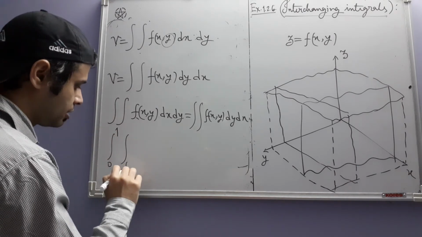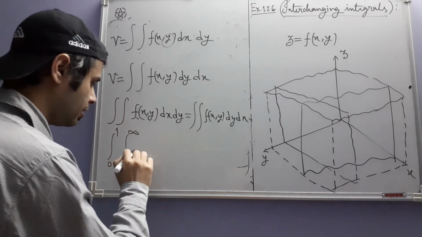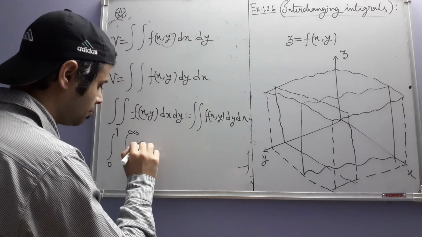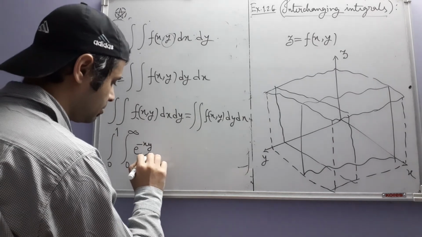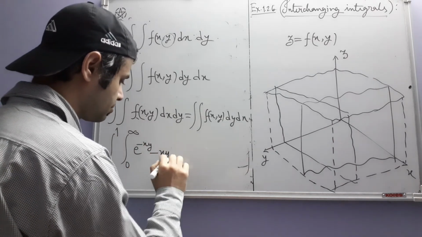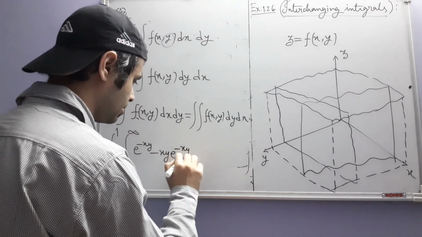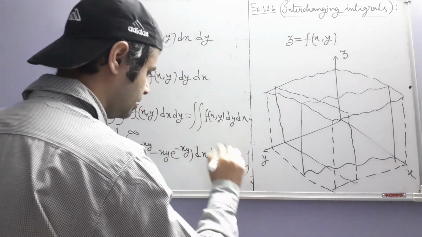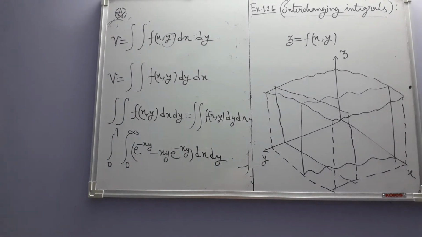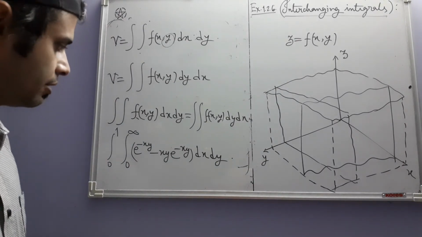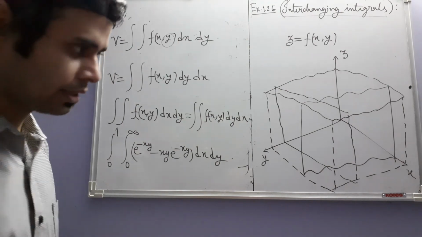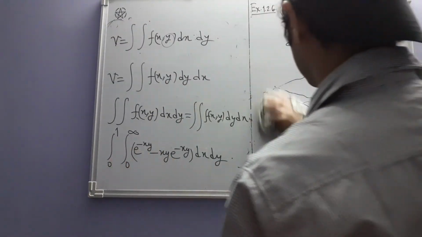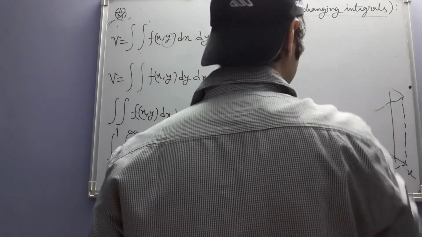Let us calculate this integral, e to the power minus xy, dx dy. Okay, let's calculate this integral, and then we will see that if we change the order of integration, we will get a different answer.